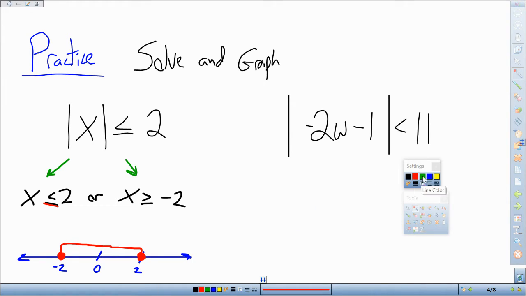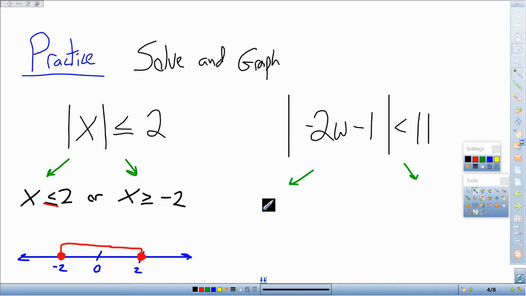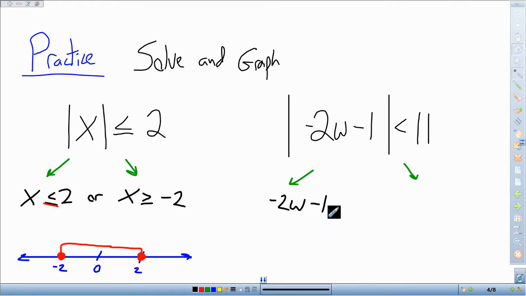Okay, on this one, we can go ahead and split it into the two inequalities. Negative 2w minus 1 is less than 11, or negative 2w minus 1 is greater than negative 11.